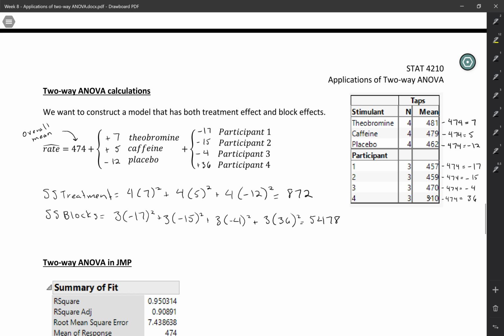Then calculating SS blocks, the process is very similar to SS treatment, but the difference is that you're multiplying each effect by 3 instead of 4. The reason is that each participant does 3 treatments, all 3 stimulants, so you want to repeat those participant effects 3 times.